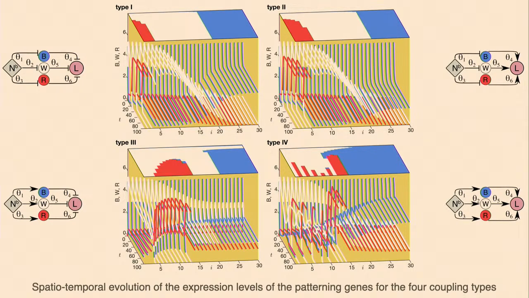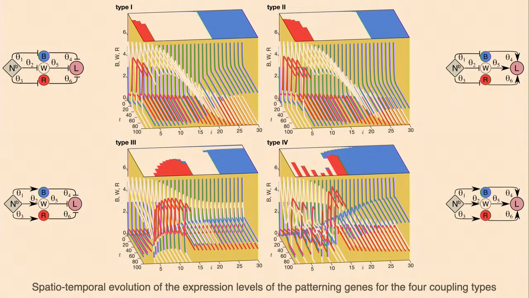The way to read this figure is that this axis is space, so we have our 30 cells. Along this axis, that's time. And along the vertical axis, that's the level of one of the 3 genes, B, W, or R. And remember, we're always starting with higher levels of B, because B is present even in the absence of any morphogen. So regardless of where you are in space, B is initially much higher.